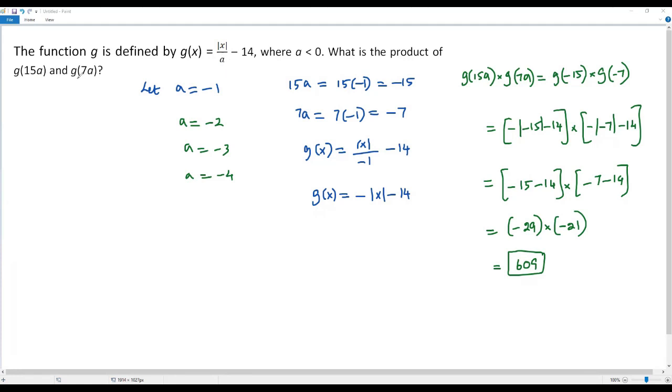And the same result we will get for g of 7a. That is, when I plug in 7a for x over here, I'll have a in the numerator and a in the denominator, then the a will cancel out. So it doesn't matter what value we have for a, so long as a is less than 0. So we'll be getting the same result as a product for g of 15a and g of 7a, that is 609.